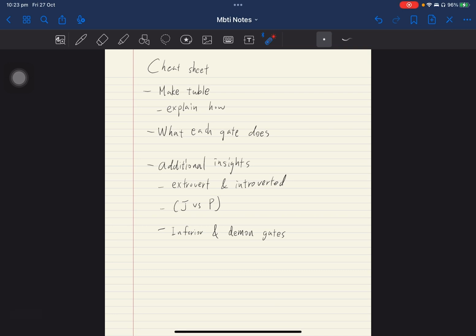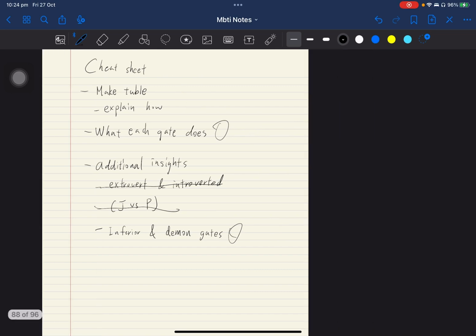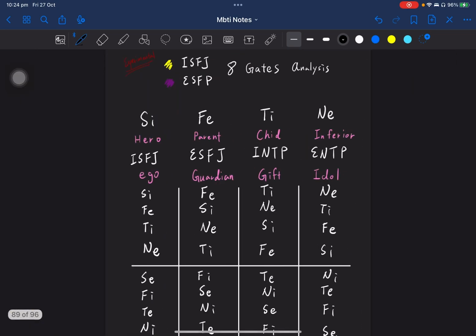Make table, explain how. Oh, explain what each gate does, yes. And I already explained introverted. So I explained this one, and I explained this one. Oh yeah, inferior demon gate. So we have to explain this and this. Okay.